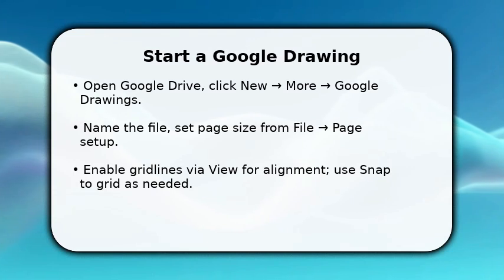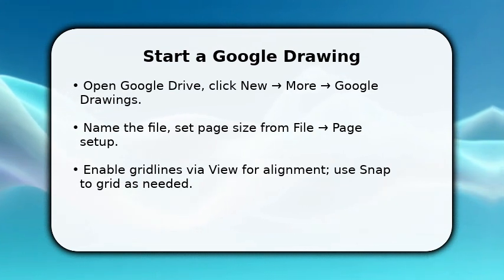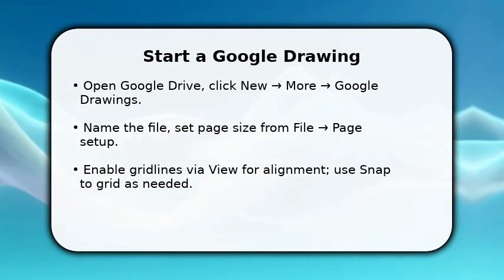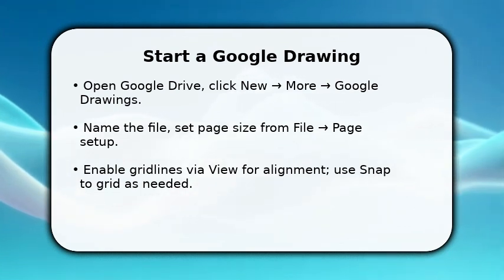You start by creating the canvas. Open Drive, choose New → More → Google Drawings. Give the file a clear name so you can find it later. Next, set page size from File → Page Setup so your layout matches output dimensions.